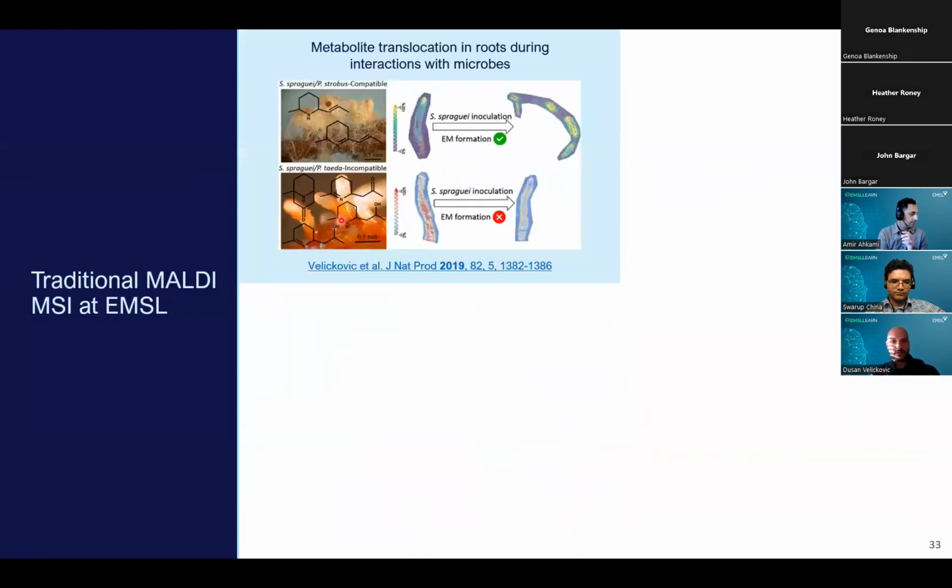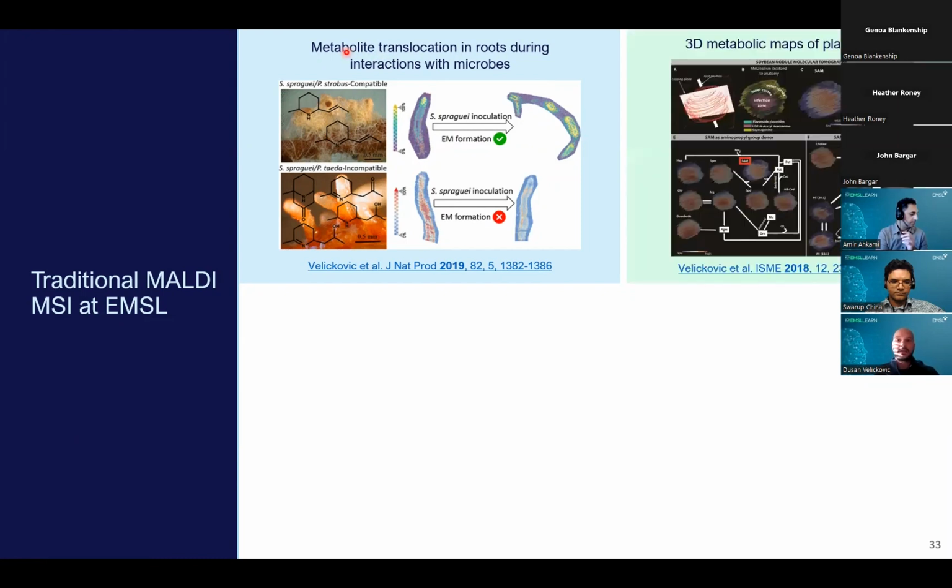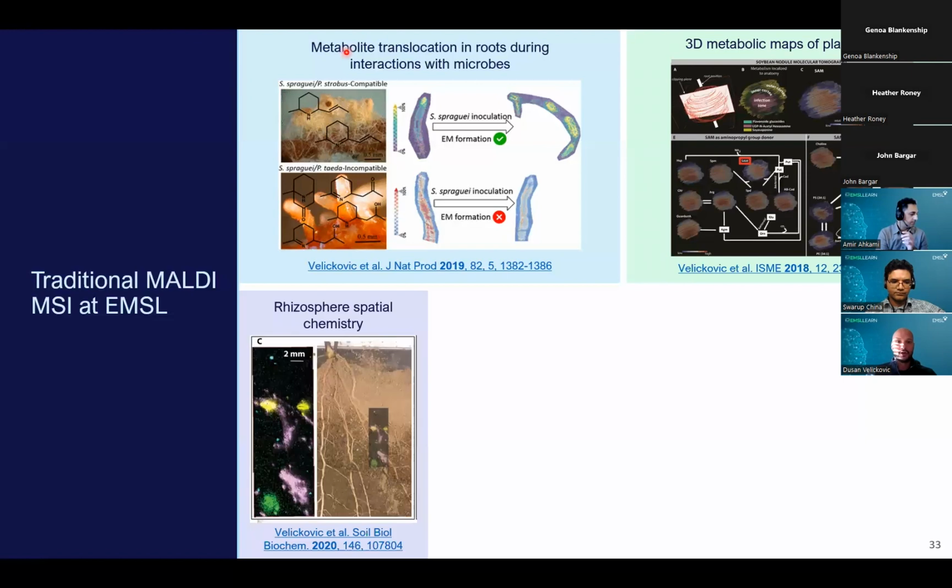Amir already hinted at this, but I want to show you what kind of samples users usually send to us and what kind of questions we can answer with MALDI mass spectrometry imaging. Probably the most commonly employed sample types are roots, or sometimes leaves as well, of plants that are in some kind of interaction with microbes or under some kind of abiotic or biotic stress. We can, for example, visualize metabolic translocation in those stresses or interactions with microbes. We can also create a 3D metabolic map of entire plant tissues, like in this case a soybean root nodule. We can also, as Amir said, visualize hotspots directly in the rhizosphere.